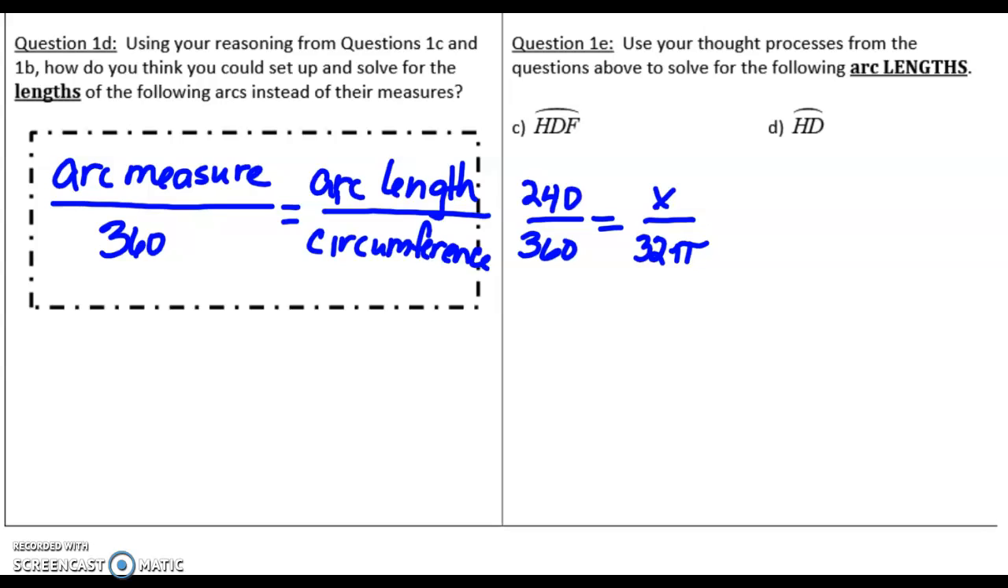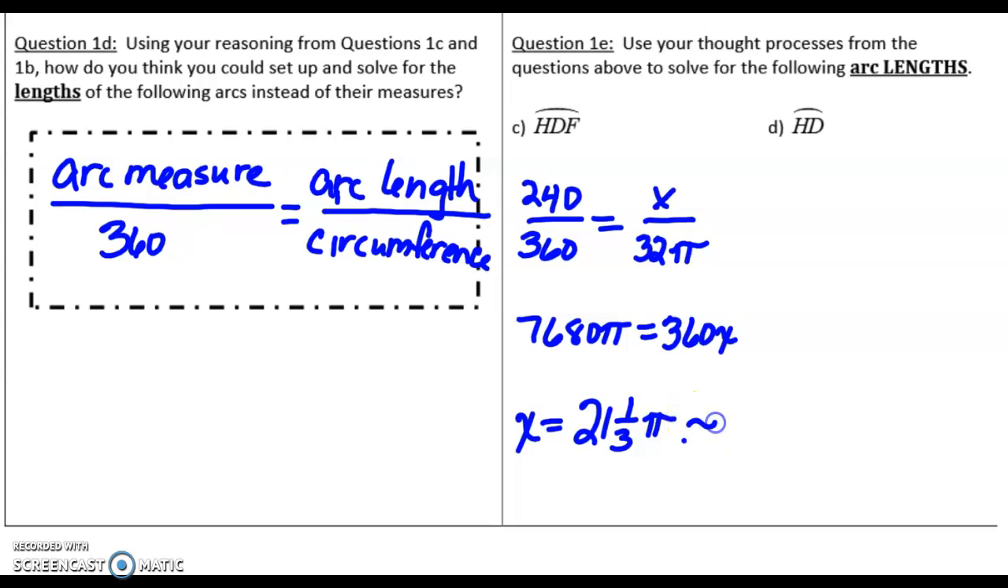So when you multiply diagonally, you get 7,680 pi over 360x. That's how you solve a proportion. And then your x is going to be 21 1/3. And if you left that as an improper fraction, that's fine with pi. And that would be approximately 67.021, and that is in meters. And I should have put meters up here if I had a chance.